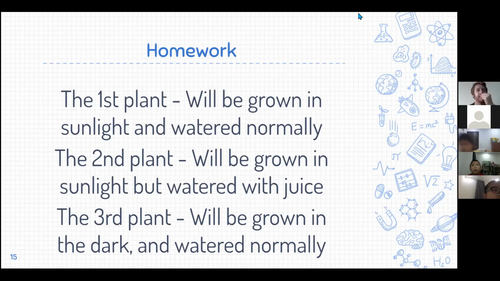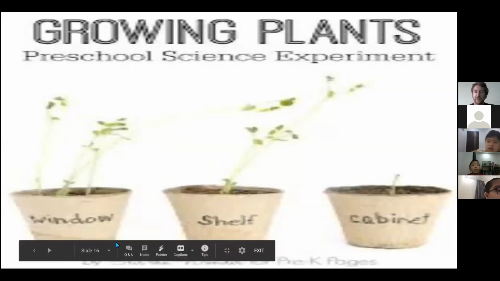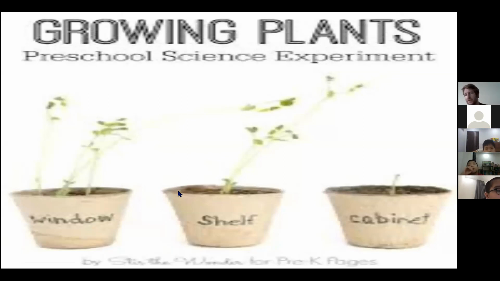Okay, so this is what I want you to do. I want you to get it set up by the end of the week. And what we'll do is measure it. So here's a very simple explanation. You have 1 plant, 2 plants, and 3 plants. I want you to get this set up as much as you can before the end of the week. And then I will show you how to measure the results.